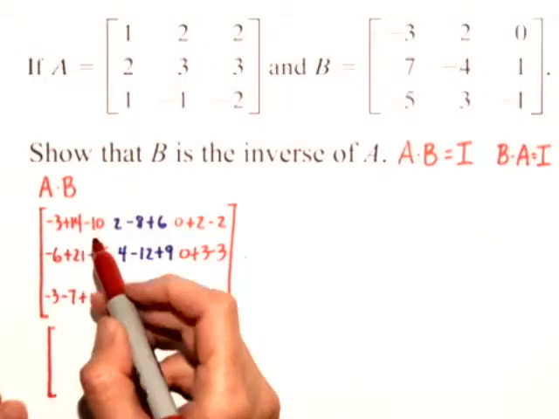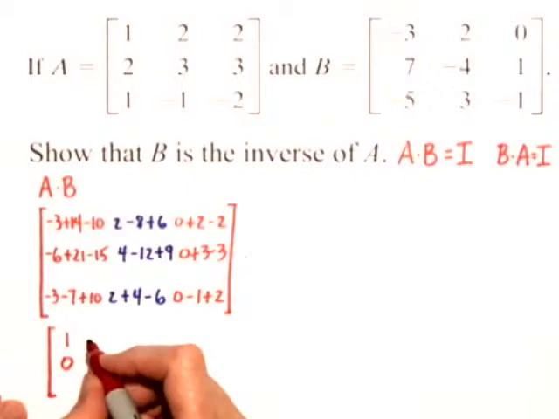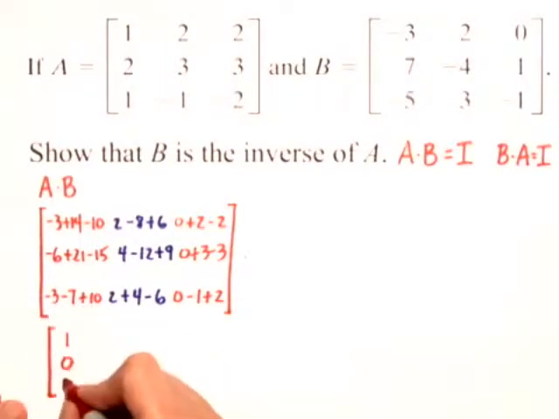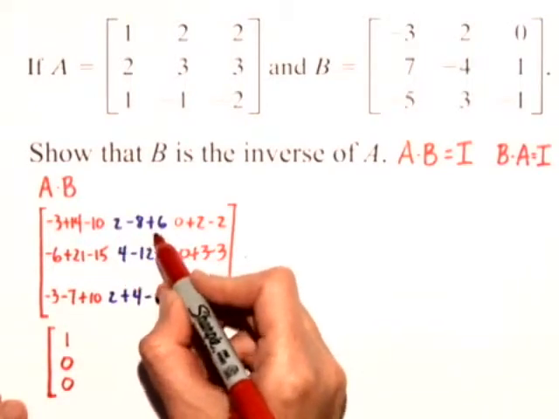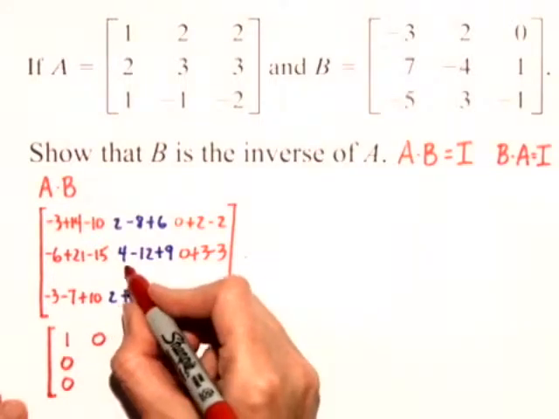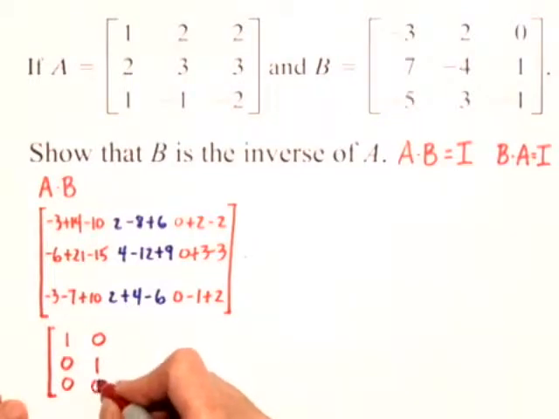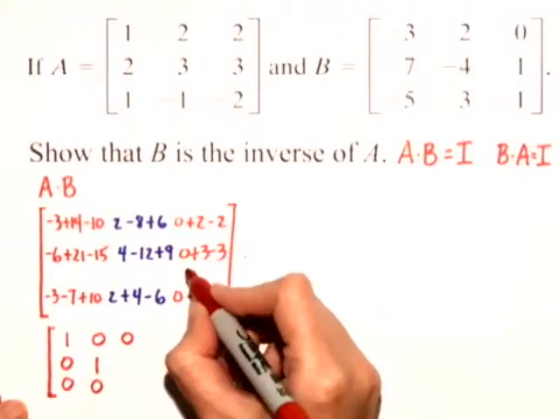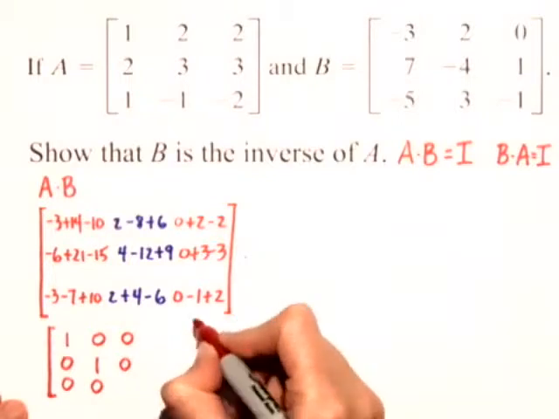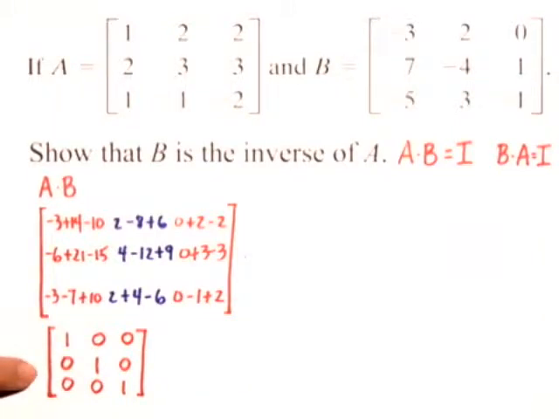Negative 3 plus 14 minus 10 gives me 1. Negative 6 plus 21 minus 15 gives me 0. Negative 3 minus 7 plus 10 is 0. Going down the middle column in blue, I have 2 minus 8 plus 6 is 0. 4 minus 12 plus 9 is 1. 2 plus 4 minus 6 is 0. The third column, 0 plus 2 minus 2 is 0. 0 plus 3 minus 3 is also 0. 0 minus 1 plus 2 is 1. So I've shown that if I multiply A times B, I do get the identity matrix.